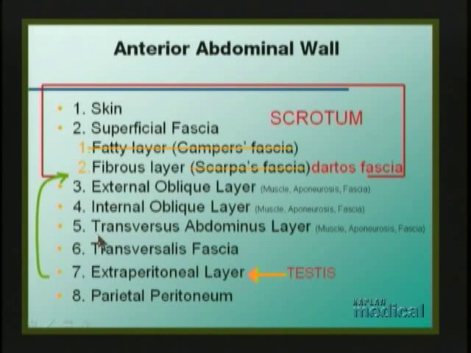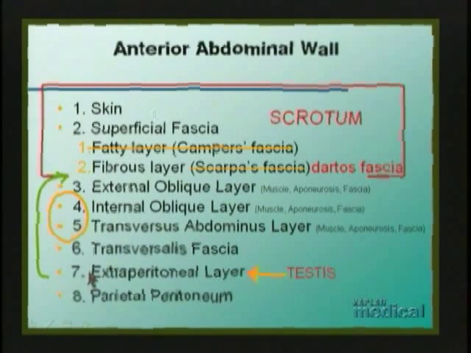the internal oblique layer and the transversus abdominis layer are fused together. So we can deal with these 2 layers as if they were one layer. So now instead of having 4 layers to deal with, we only have 3 layers. First the transversalis fascia, then the combined internal oblique and transversus abdominis layer, and then lastly the external oblique layer. So let's see how that is going to happen.